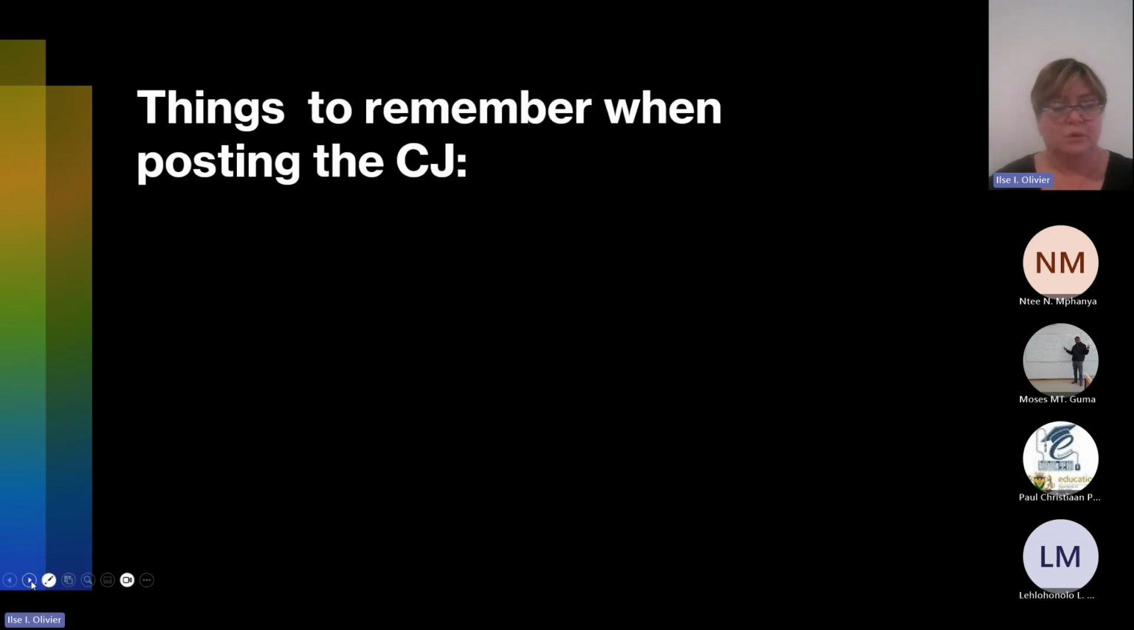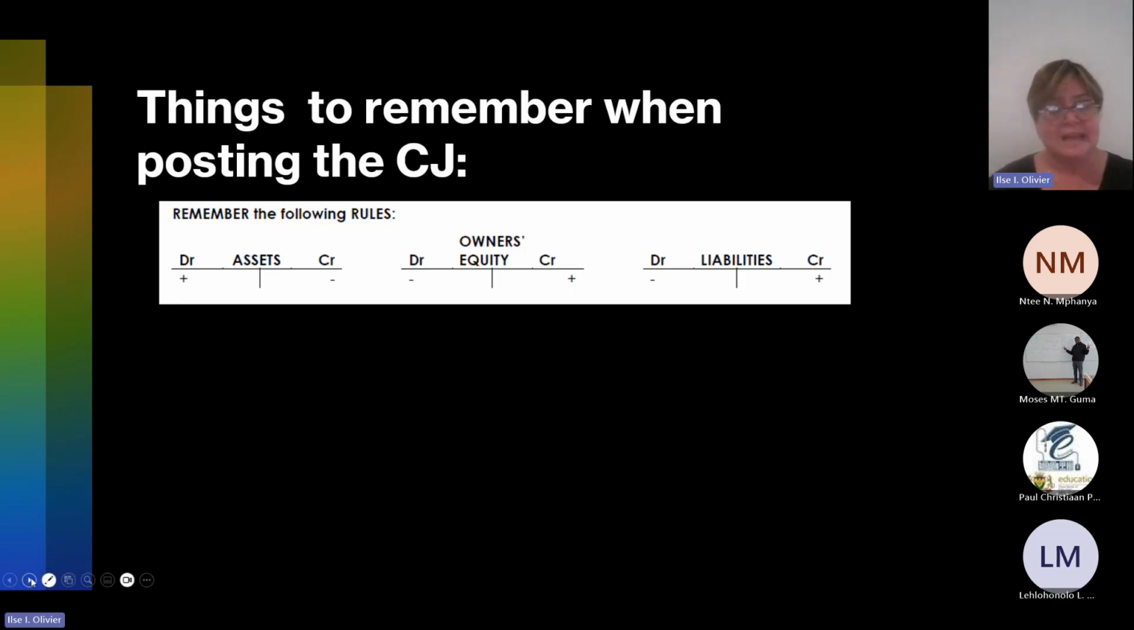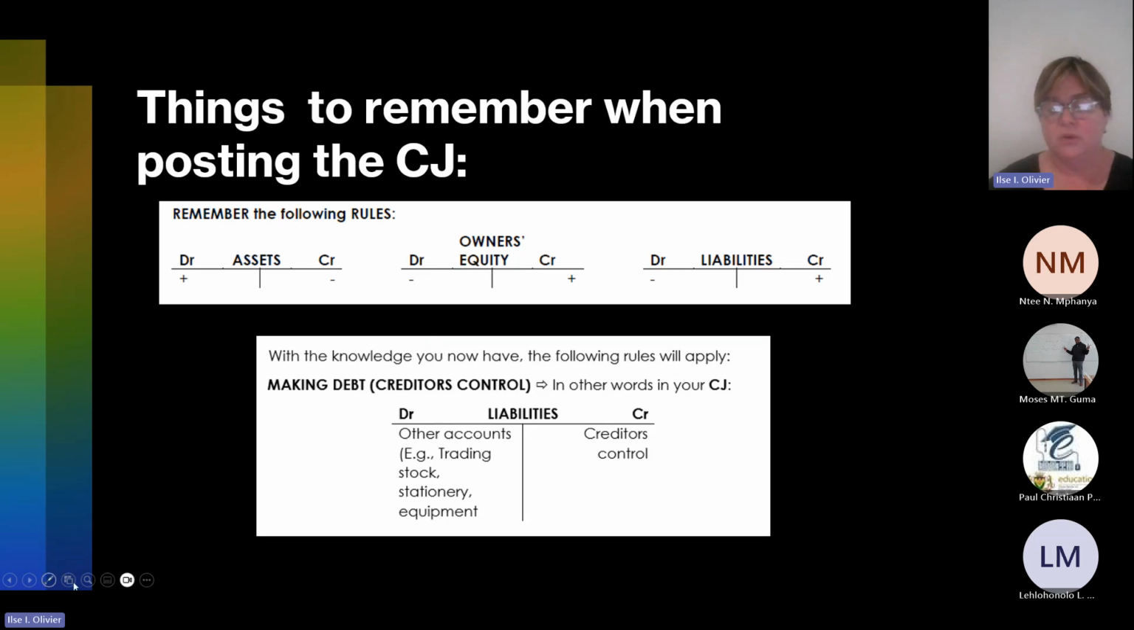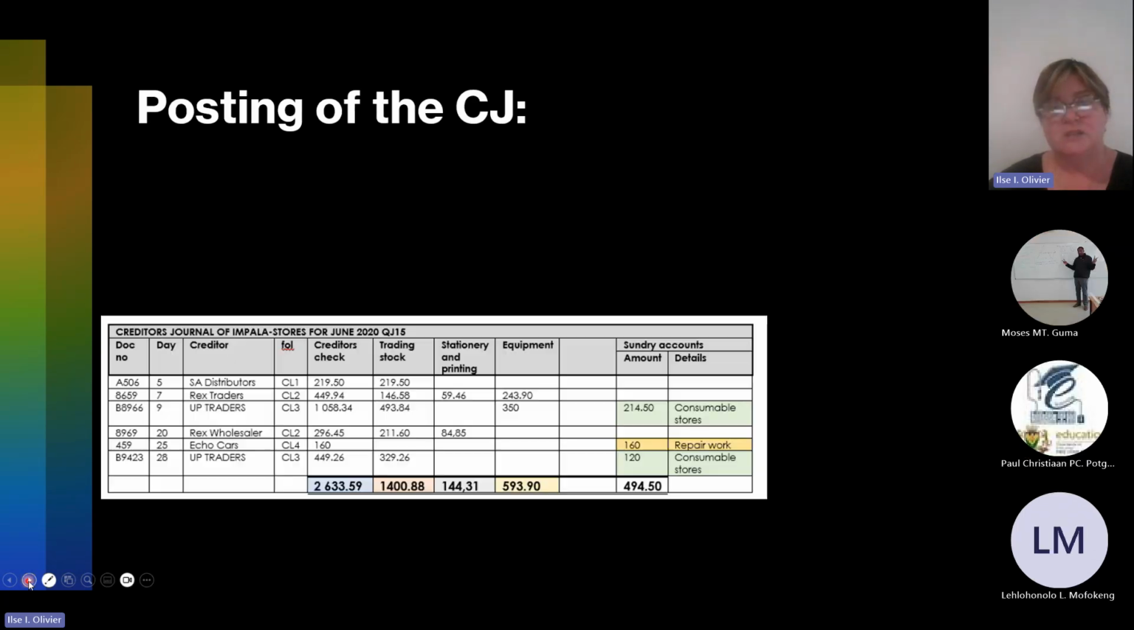Things to remember for when we post the CJ: again the rules stay the same. Assets increase on the debit side and decrease on the credit side. Owner's equity and liabilities will increase on the credit side and decrease on the debit side. So what do we know? Creditors control is a liability. It will be credited because it increases my liabilities, and all the other accounts will therefore be debited.